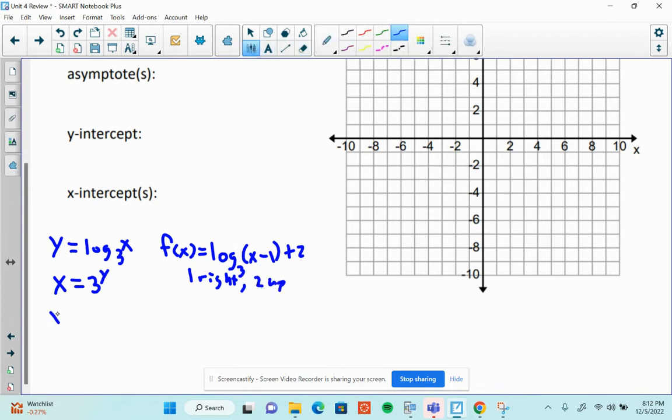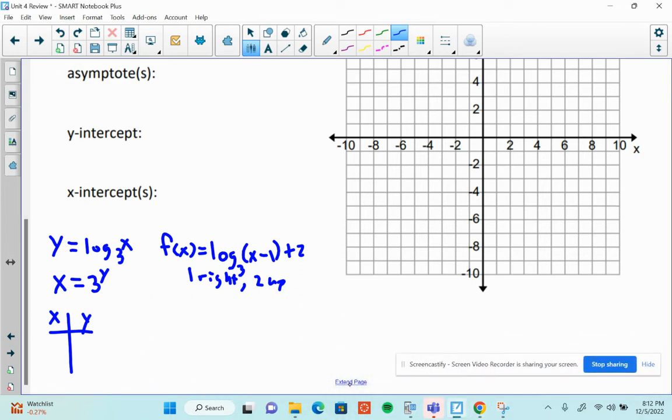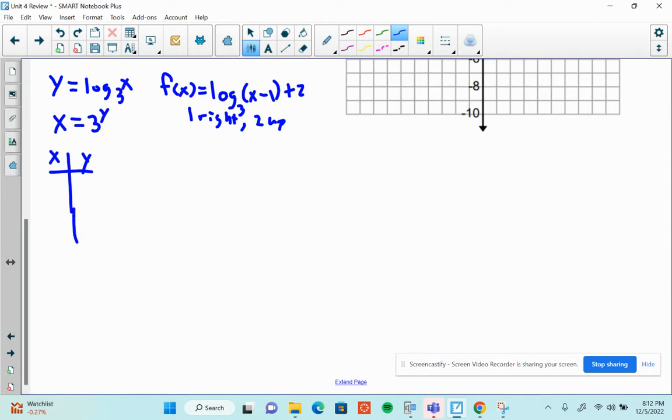So if we have a table of values over here for the function y equals log of x base 3, we can get the new function by just adding 1 to all the x's and adding 2 to all the y's. On this one, the easiest way to do it is to fill in the y column first. I think I'll go that far.